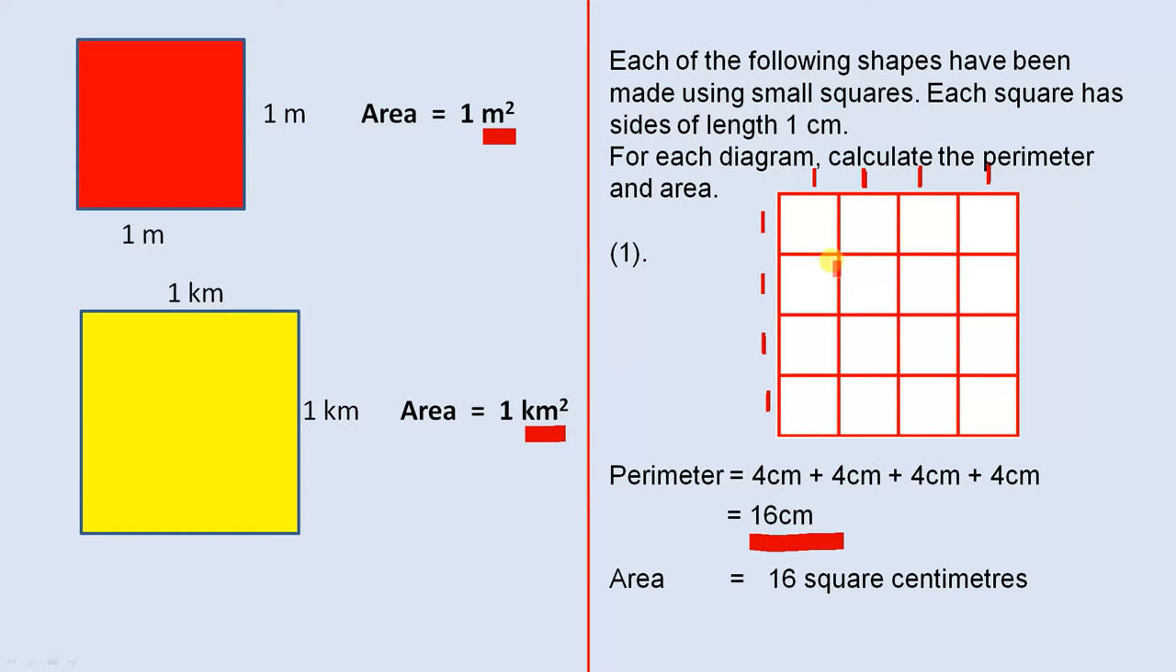Now for the area, all you do is count how many squares are there. 1, 2, 3, 4, 5, 6, 7, 8, 9, 10, 11, 12, 13, 14, 15, 16. 16 square centimetres. That's the area.